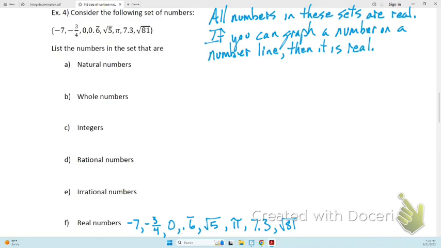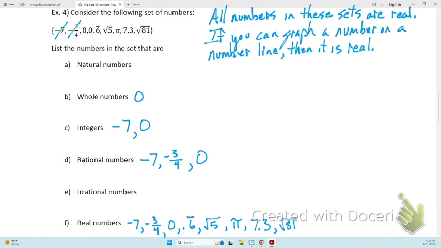So the number -7, it is an integer because it's negatives. The ones above it have no negatives. And it is also rational because I can write it as a fraction. I can put a 1 underneath it. -3/4, it is a fraction, but no fractions in the sets above that. And remember also, any of these numbers, or all of these numbers, are either rational or irrational. They can't be both. 0 is a whole number and an integer and rational.